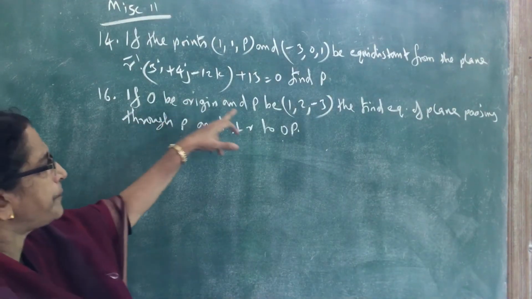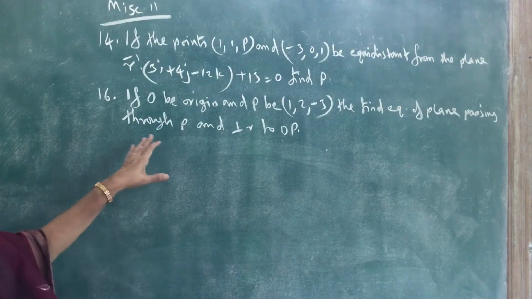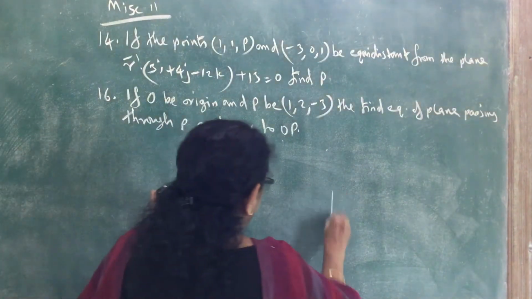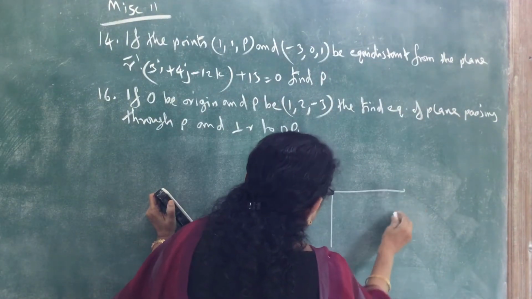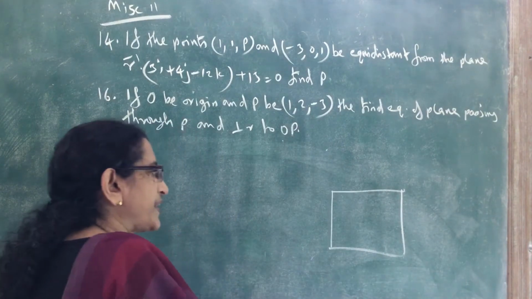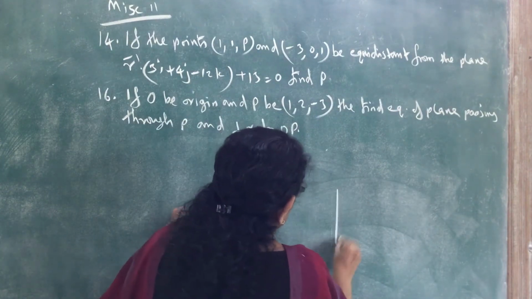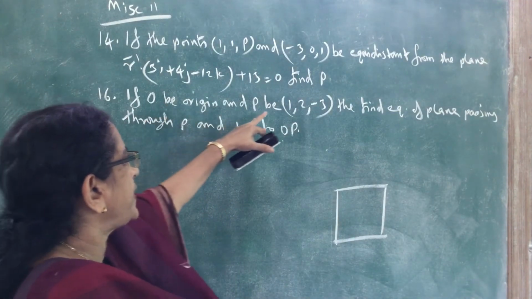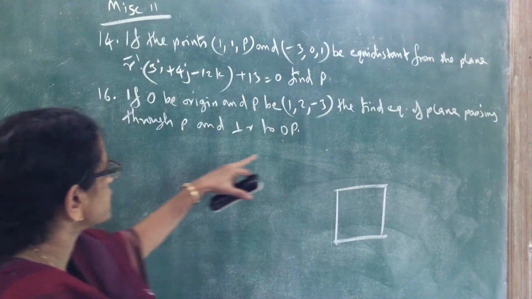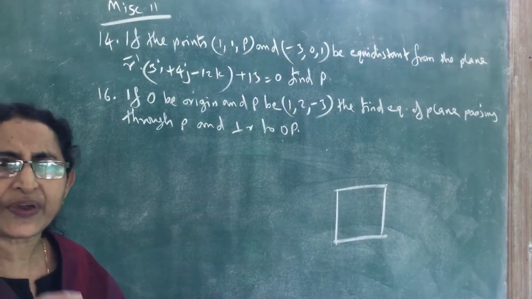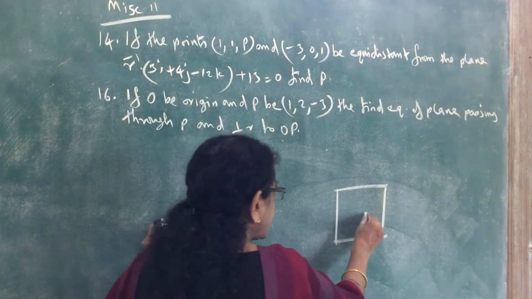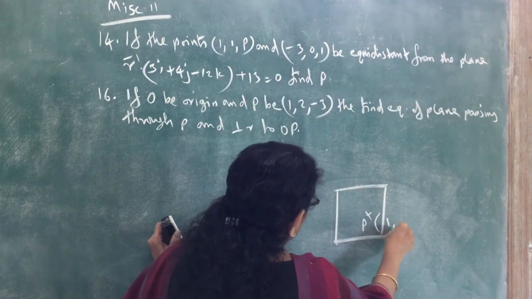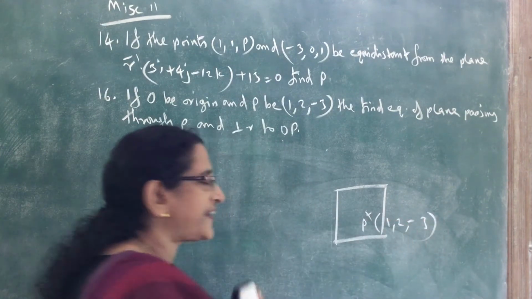Let O be the origin and P be (1, 2, -3). Find the equation of plane passing through P and perpendicular to OP. So we can draw a plane. Suppose this is the plane, and O is the origin, P be (1, 2, -3). Find the equation of plane passing through P. So that means P is a point in the plane. Passing through P means P is a point in the plane. So P (1, 2, -3) is a point in the plane.